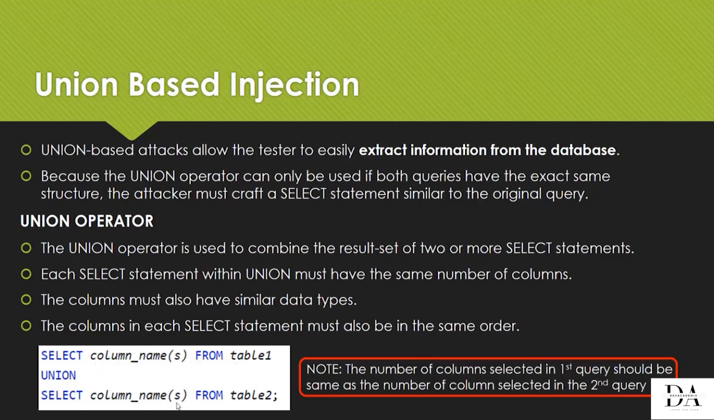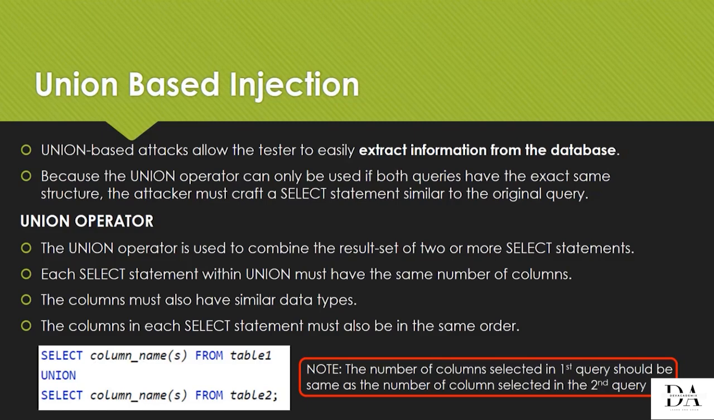If you look over here, we have a small query that is: select column_name from table1 union select column_name from table2. This is the syntax of a union-based SQL query. Note that the number of columns selected in the first query should be the same as the number of columns selected in the second query. This is the most important point on which the union query depends. As you can see, in our first query we have only one column, column_name, and in the second query as well we have only one column, column_name.